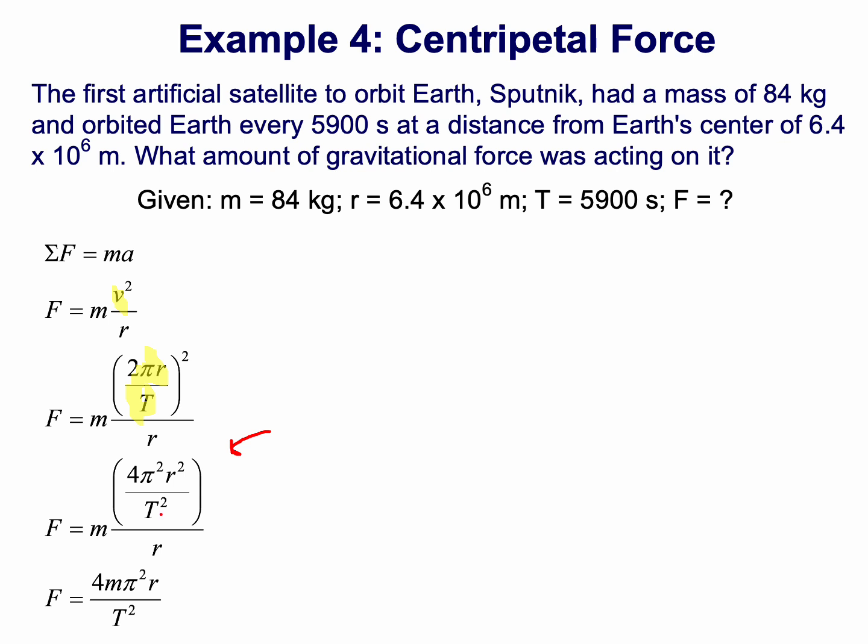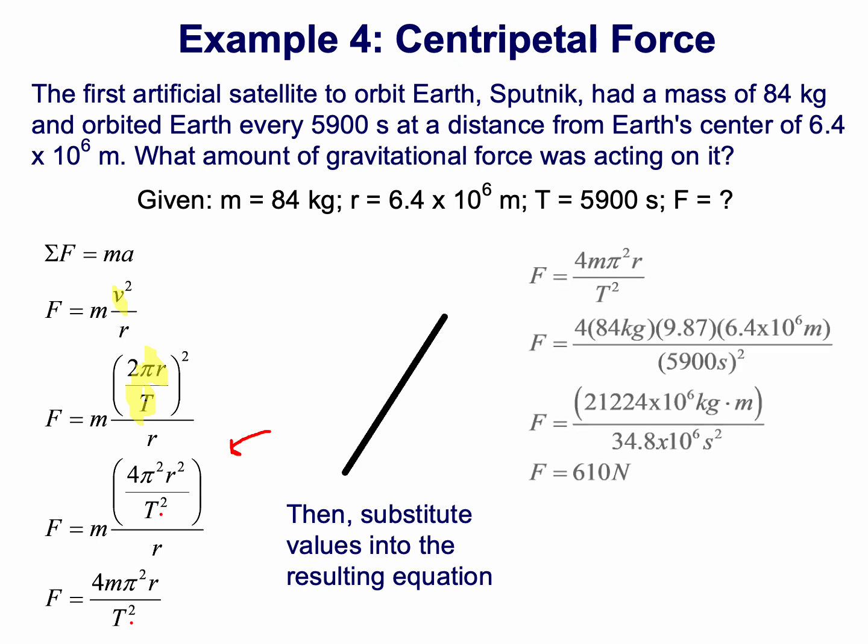That T goes down here to the bottom. I have r squared over r, so that's why I have that 1 r that stays there. So make sure we understand the algebra there. Substitute everything in, and we should get about 610 newtons was the amount of gravitational force acting on it, which isn't a lot. It's kind of an interesting idea when we think about it.